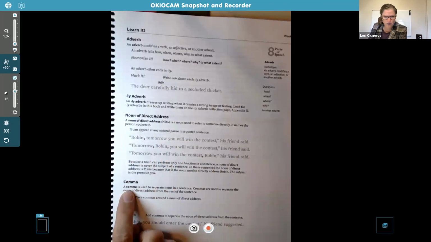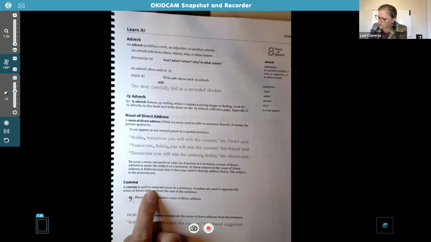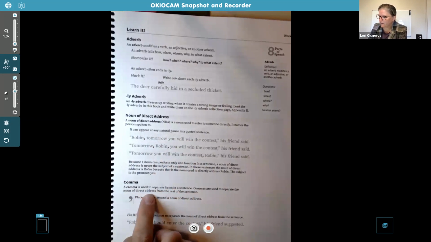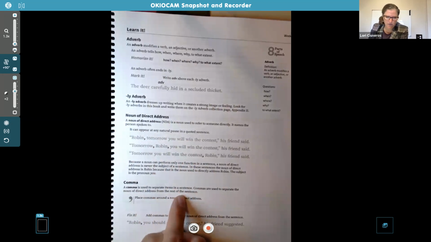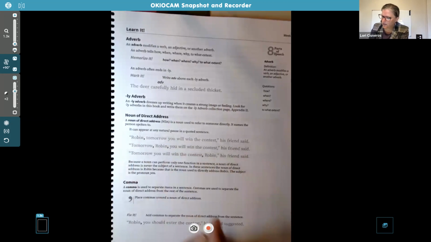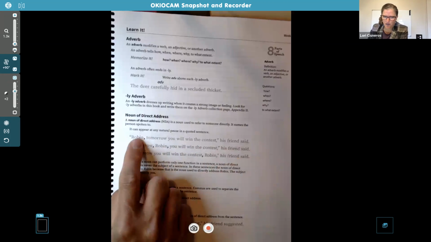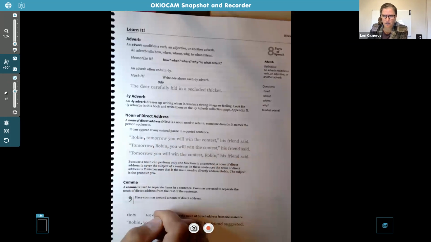All right, commas, it's important to know, are used to separate items in a sentence. Commas are used to separate the noun of direct address from the rest of the sentence, just like it is here. So it kind of helps a little bit because it makes you want to pause when you're reading it, which makes it a little bit easier to process in your brain. Because if you just said, Robin tomorrow you will win the contest, but if you go, Robin, tomorrow you will win the contest.